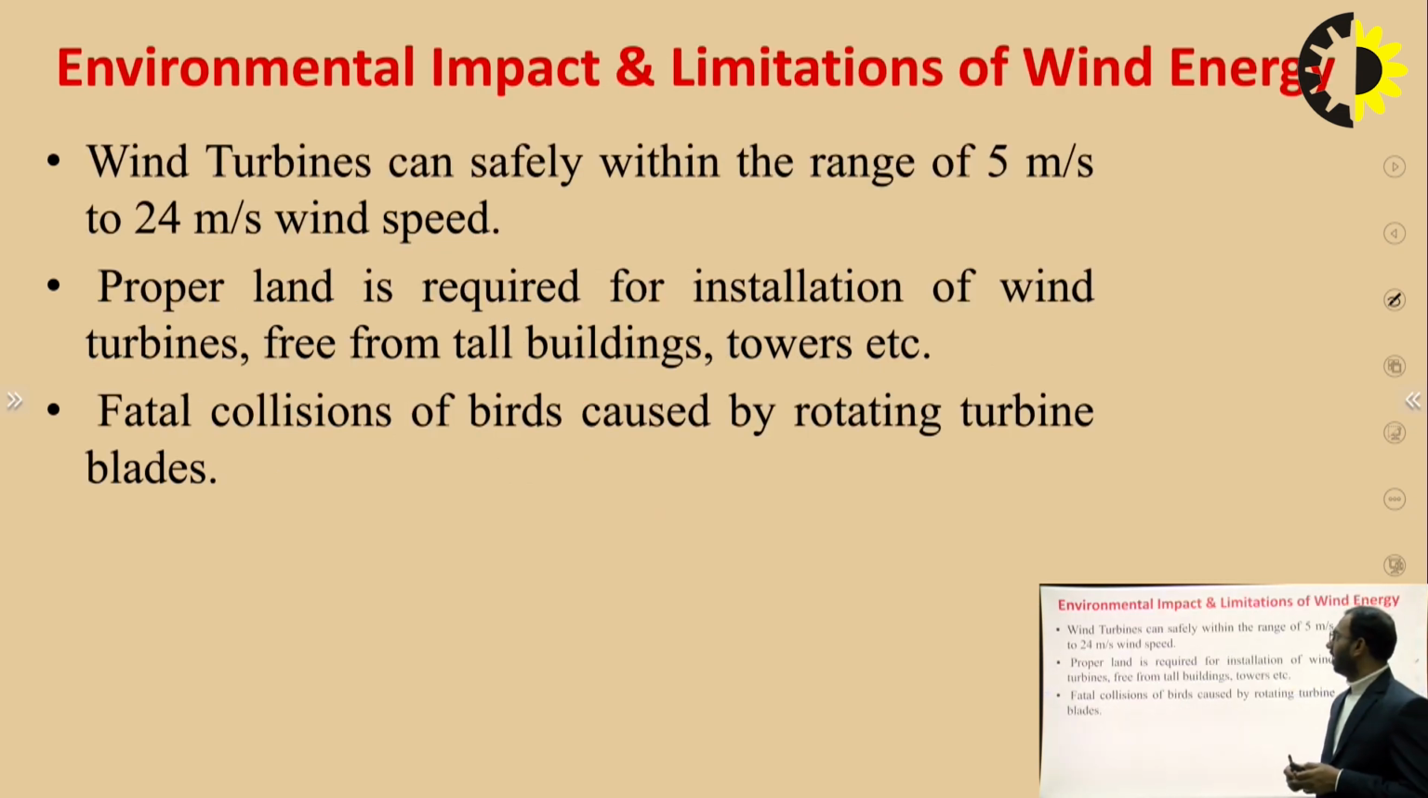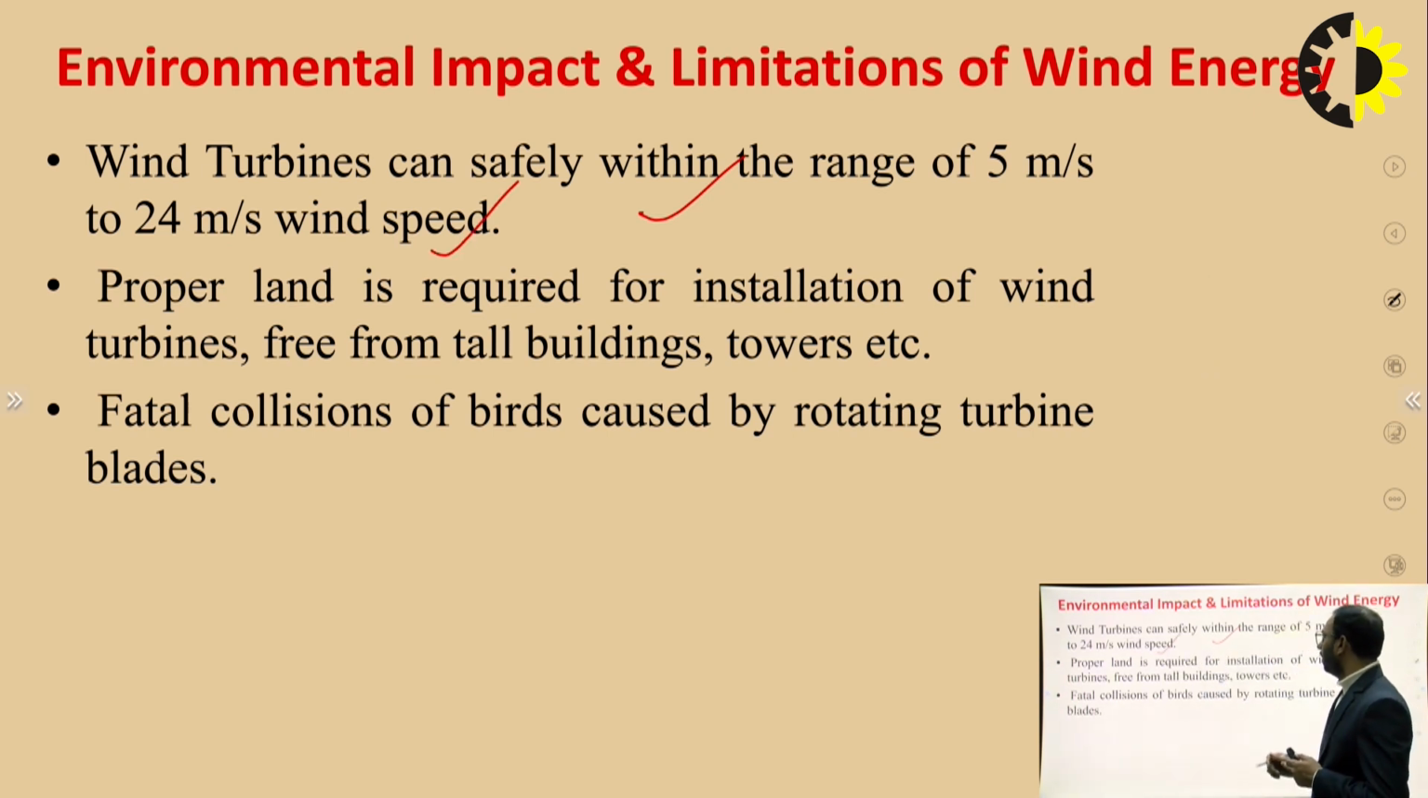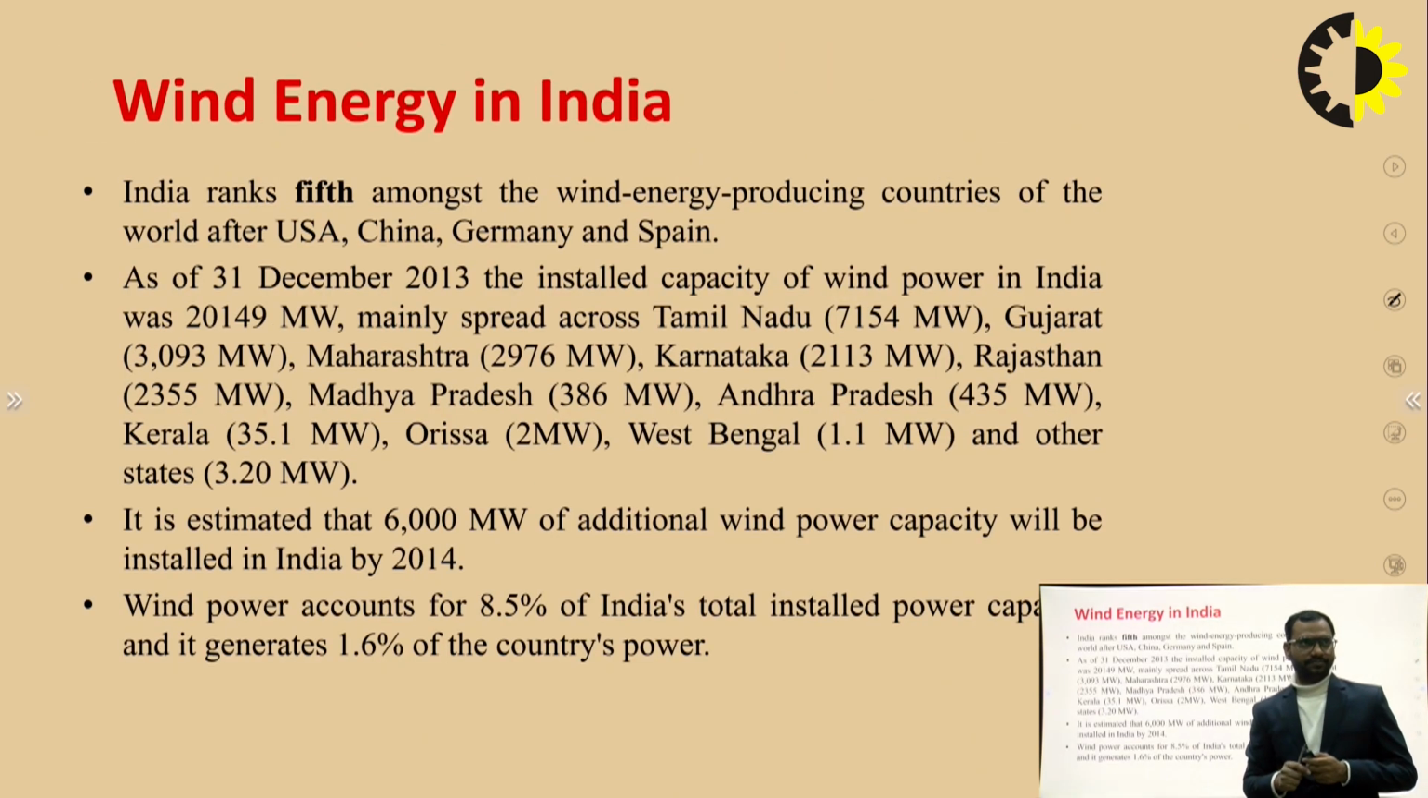Then what are the environmental impact and limitations of wind energy? Basically, a wind turbine can operate safely within the range of 5 meters per second to 24 meters per second wind speed. Proper land is required for installation of wind turbines, free from tall buildings, towers, etc. And there is fatal collision of birds caused by rotating turbine blades. So these are some environmental impacts and limitations of wind energy.